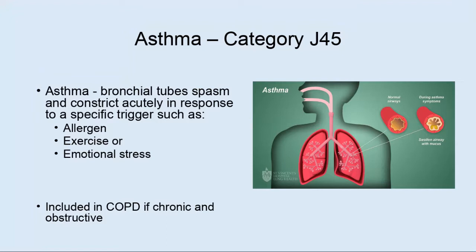Asthma. Asthma is another condition closely related to COPD. In asthma, the bronchial tubes spasm and constrict acutely in response to a specific trigger, such as allergen, exercise, or emotional stress. So when the patient is exposed to these triggers, it may bring on an asthma attack. Asthma is included in COPD if it's chronic and obstructive. So again, just like with bronchitis, it depends.